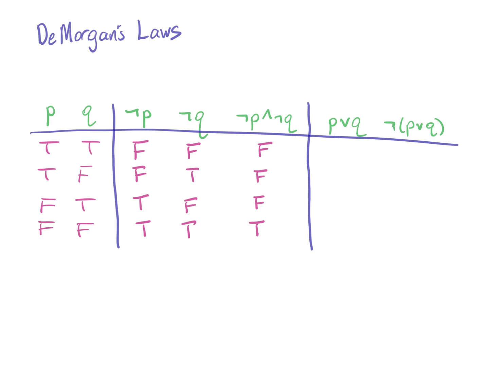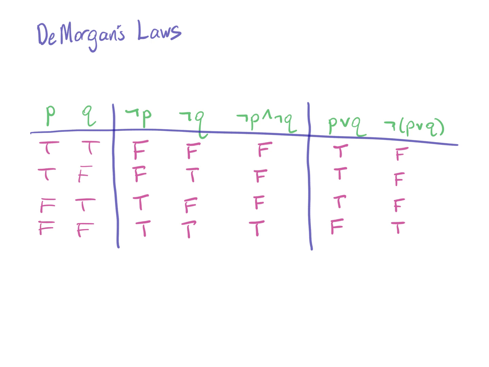Now let's jump over to the far right, and I'm going to look at the disjunction P or Q. P or Q is true if either of P or Q is true, and that's the case in the first three rows. Then I'm going to negate that, so all the trues become falses, and all the falses become trues.